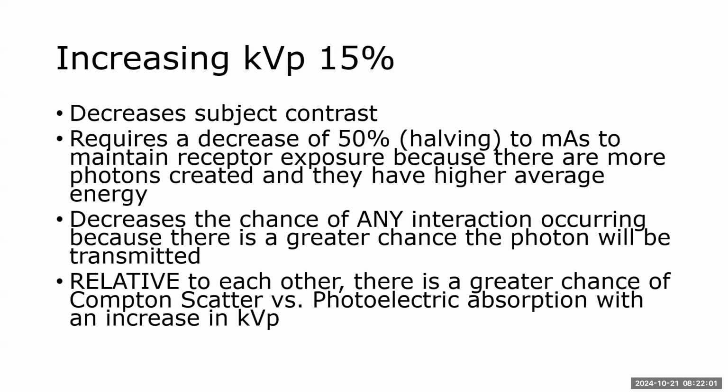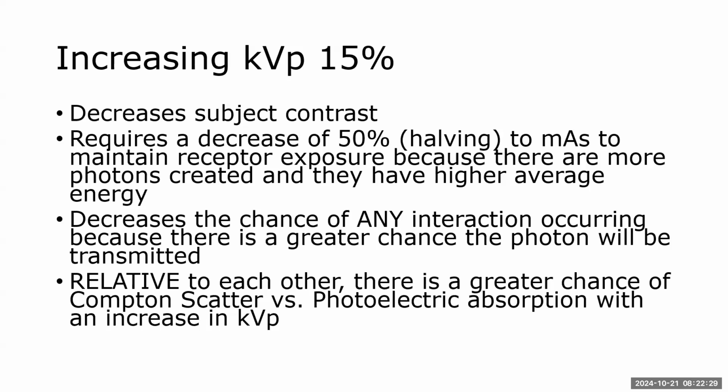So increasing kVp decreases subject contrast. That's an inverse relationship. If kVp goes up, subject contrast is going to go down. Increasing kVp 15% would require a decrease of 50%, or halving, of the mass to maintain receptor exposure because there are more photons created.